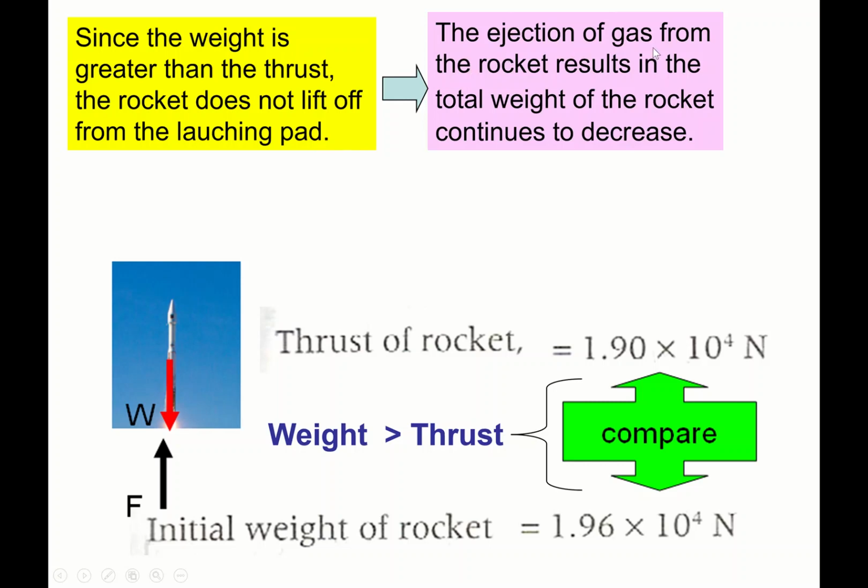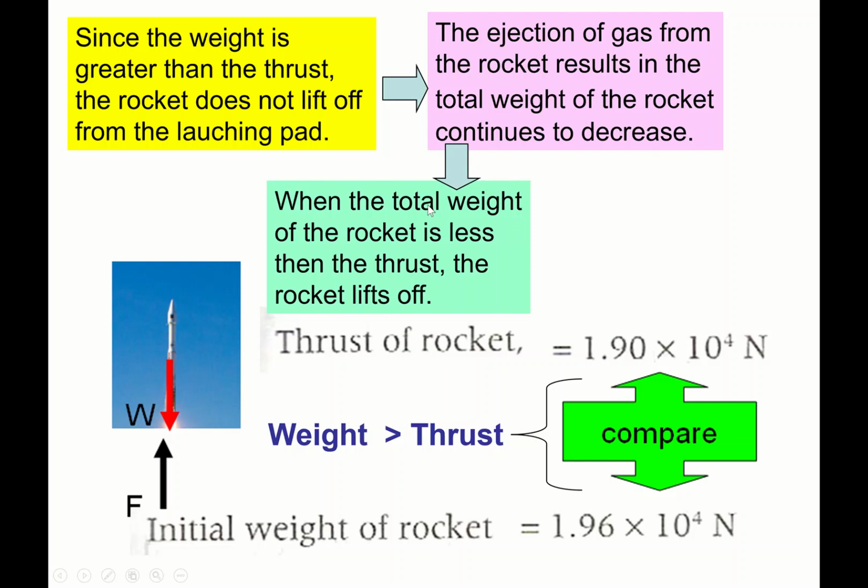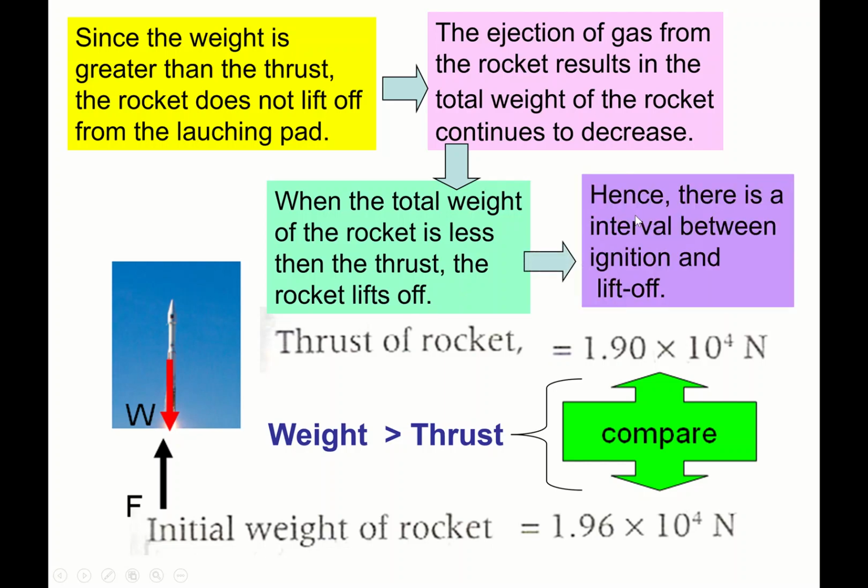The ejection of gas from the rocket results in the total weight of the rocket continuing to decrease, because the fuel is consumed, and when it is consumed, the weight of the rocket will continue to decrease. So when the total weight of the rocket becomes less than the thrust, the rocket lifts off. Hence there is an interval between ignition and lift off.